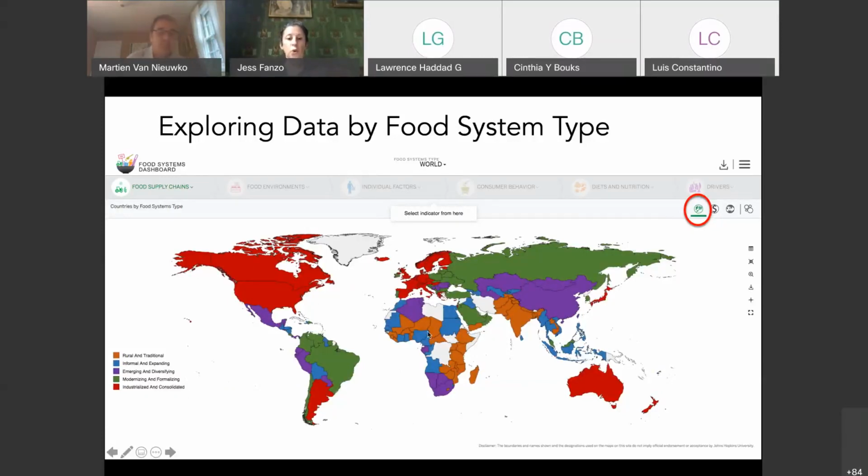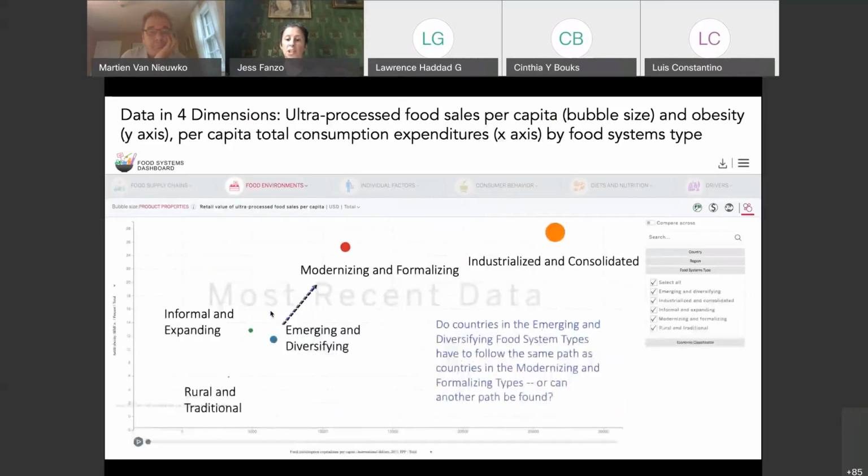So here you'll see in orange is rural and traditional, still much of sub-Saharan Africa, which has a significant population of rural peoples, compared to the United States, very industrialized, consolidated type of food system overall, and a lot of hypermarkets, etc. So you can do some comparisons of the indicators and compare to food system type. And here's just an example of that.